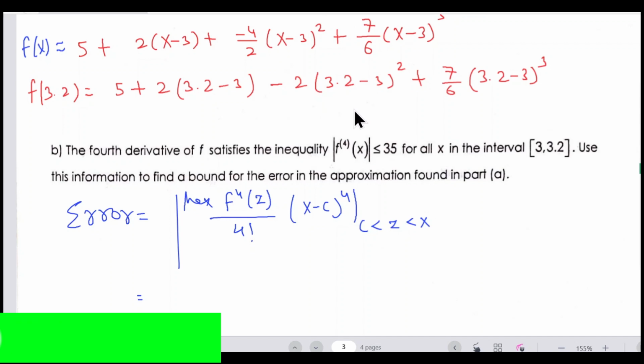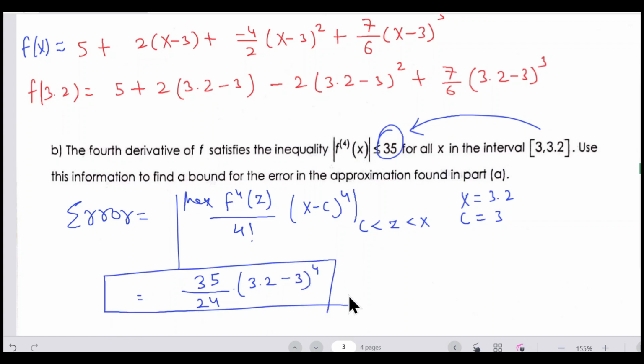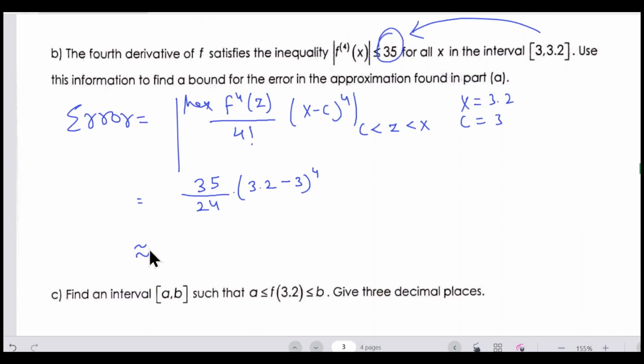I'm sorry, x is 3.2 because that's the approximation, and the center is 3. So between 3 and 3.2, we can clearly see that the maximum value is 35. So I'm just going to replace that max with 35. 4 factorial is 24. X is 3.2. This is 3 already, and this is raised to 4. So this should be our maximum error bound, which, if we need a decimal, is 0.00233. That's what we have over here.